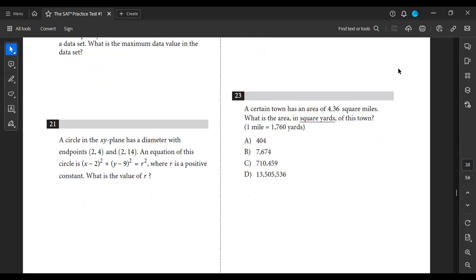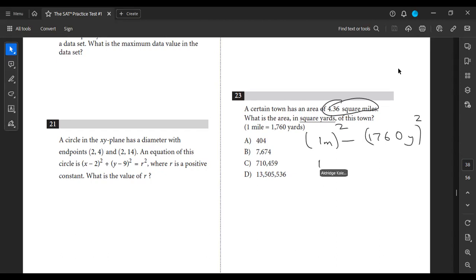So we know that 1 mile, this is how I typically do such questions. 1 mile is equal to 1,760 yards. We're trying to convert 4.3 square miles into square yards. So let's get square yards. If we square both sides, we can get square yards.